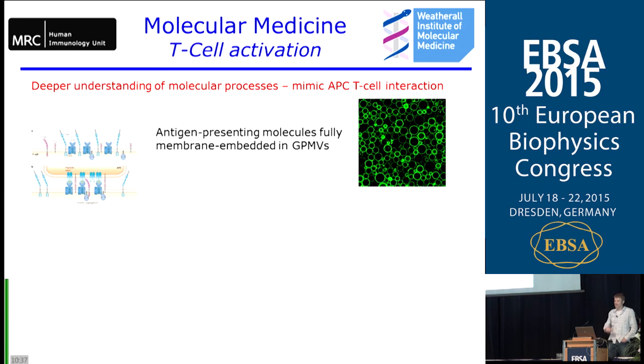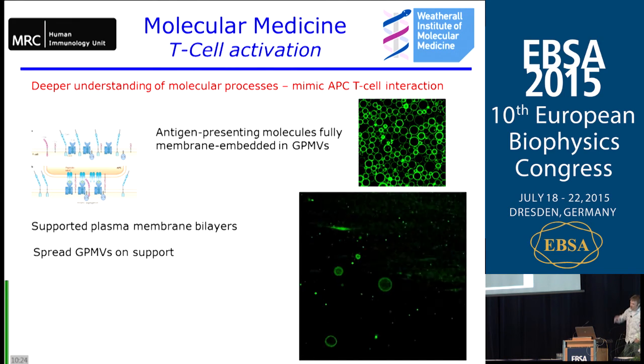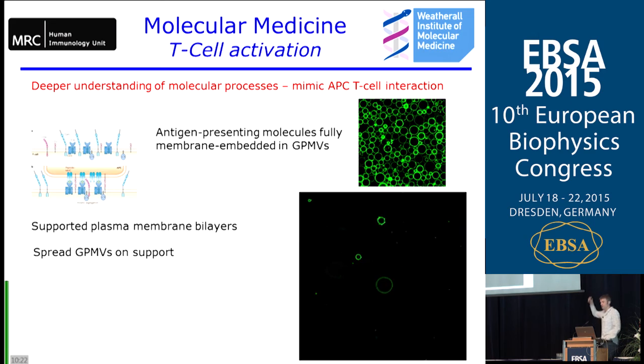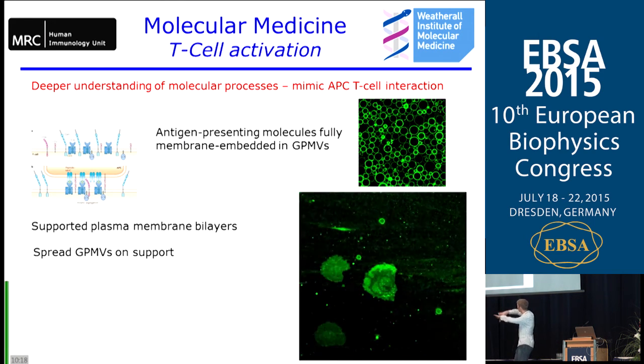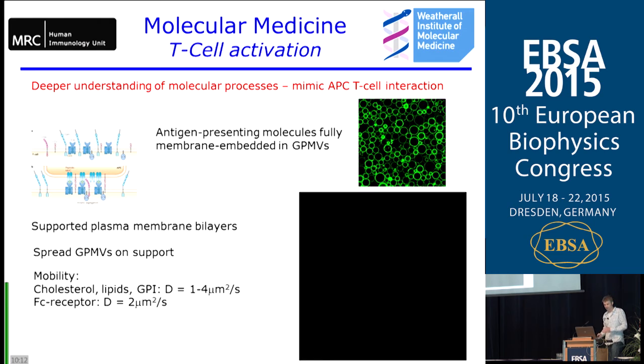So we thought, hey, let's go to our GPMV system, because the antigen-presenting molecules are fully membrane embedded in these GPMVs. And what we try now is to really create supported plasma membrane bilayers, to really drag the GPMVs onto the support so they spread on there and form a bilayer. And then in this bilayer, of course, we have all the proteins, all the lipids in there.